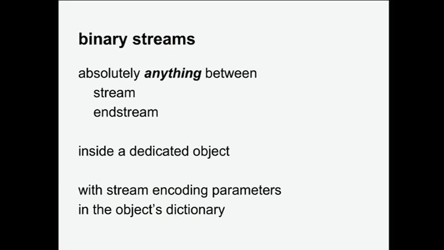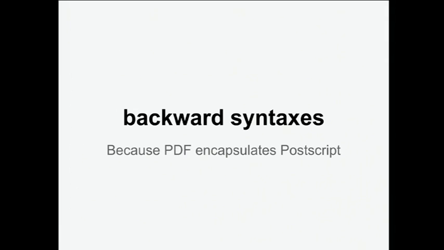And binary streams: you can put anything between stream and endstream. That's actually a problem if your stream accidentally contains the word endstream. I had this problem because one of my streams contained a PDF reader, and the PDF reader contained the word endstream, so it was closing the stream at that point. So I had to pack the PDF reader inside the PDF. Yeah, that's me. The strings and the streams also have their encoding parameters, like the filters that we saw earlier, in the object dictionary.